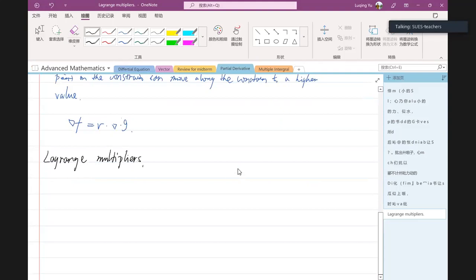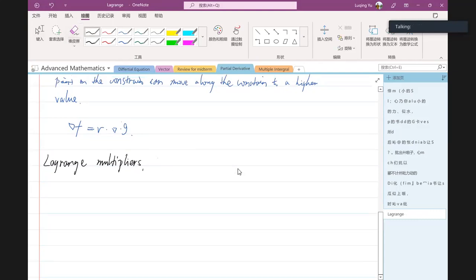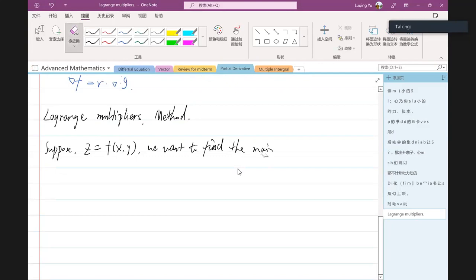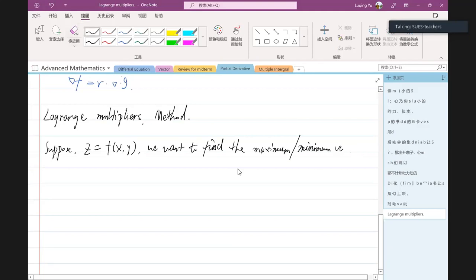Then we are just introducing the Lagrange multipliers method. So suppose we have an f(x, y), and we want to find the maximum or minimum value subject to g(x, y) equals 0.